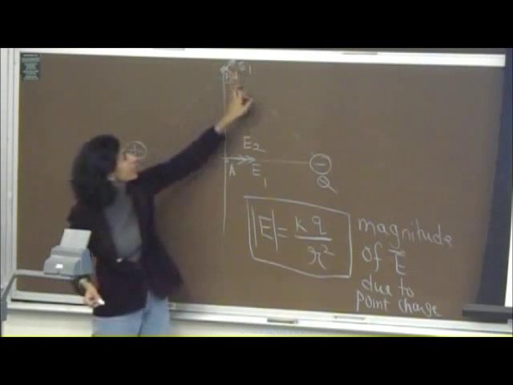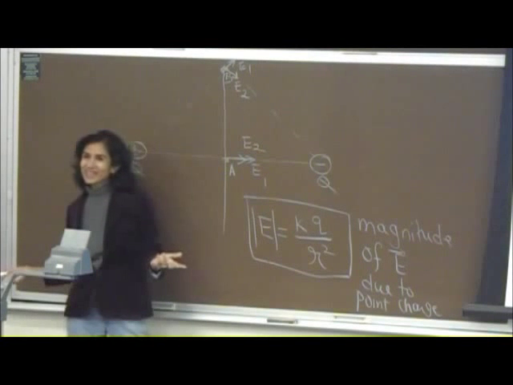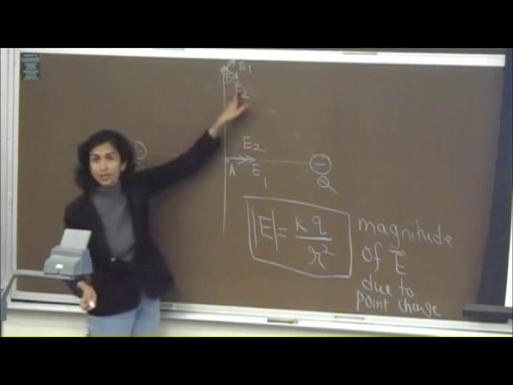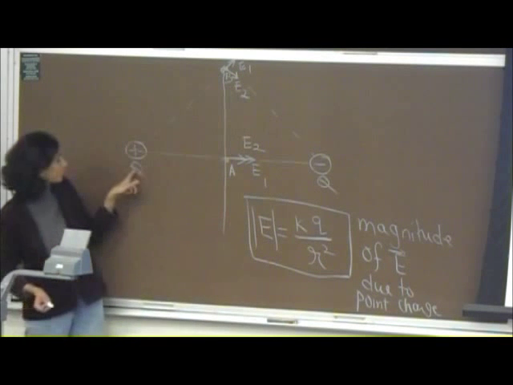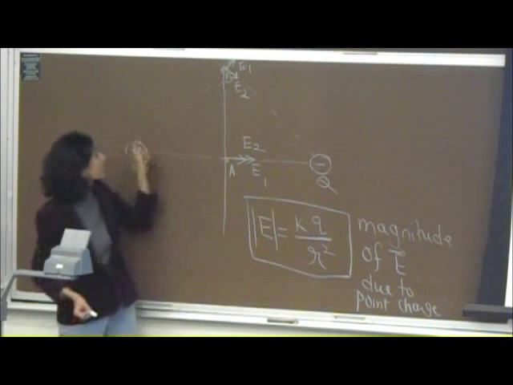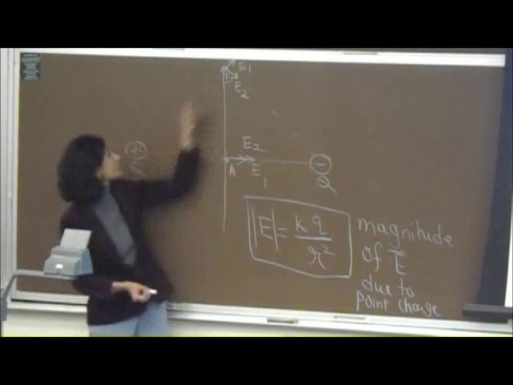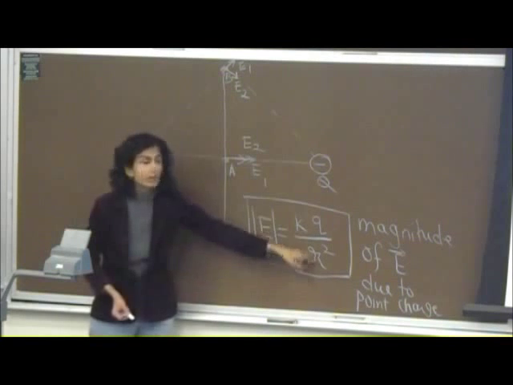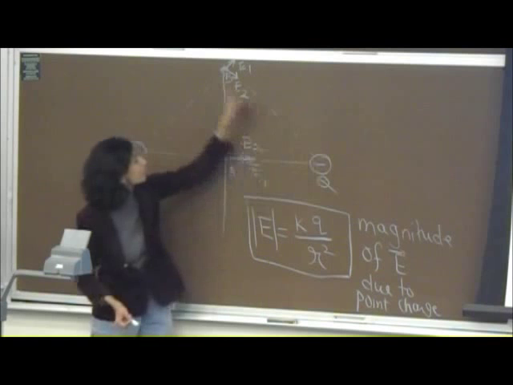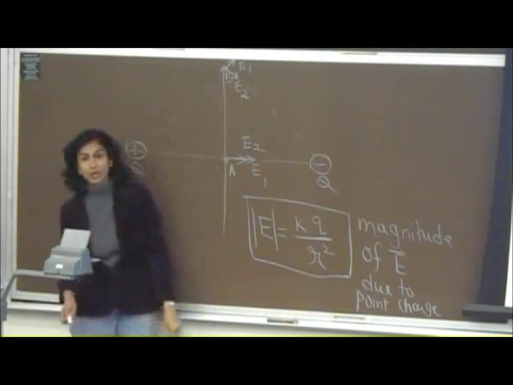We have to add E1 and E2 vectorially to find the net electric field E, right? And so, now do you see that again, E1 and E2, will they have the same magnitude? Yes, they will, because both of them have the same charge Q, and this distance is the distance R for each of these charges. For this charge, this distance will be the R for E1, and for this charge, it will be this distance. Are these distances equal? They are. So we know that the magnitudes of E1 and E2 are equal.